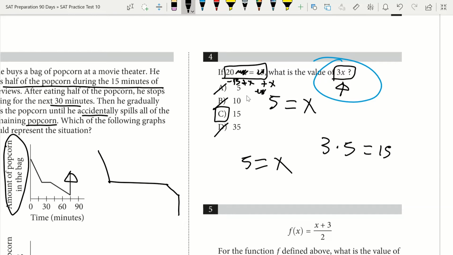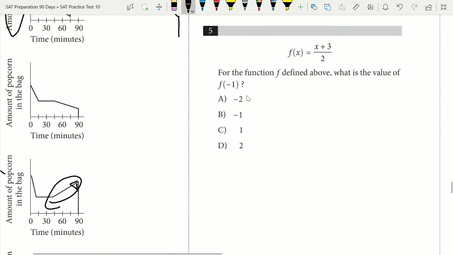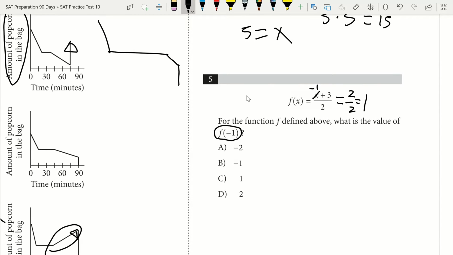So answer for 4 is going to be C. All right, question 5. For the function f defined above, what is the value of f of -1? F of -1 just means we're plugging in -1 for x. So now we're going to have (-1 + 3) over 2. -1 plus 3 is going to give us 2 over 2, which we know is going to equal 1. Okay, so our correct answer there is going to be C.